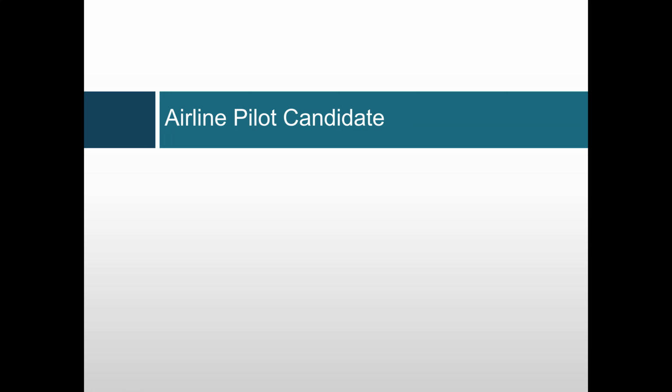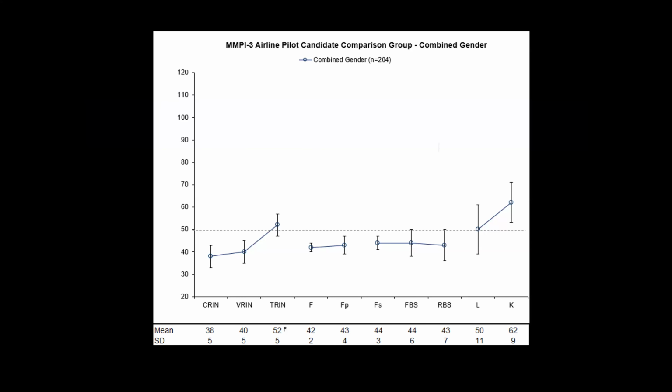These were individuals who went through a pre-employment psychological evaluation in the context of an application for a position with a North American airline. You can see that we have a combined gender sample, again because this is a pre-employment context, of 204 individuals, 102 identifying as men, 102 identifying as women, and fairly comparable results to what we saw with our public safety candidate comparison group. So lower scores on the inconsistency scales, and higher scores on K, but not on L.